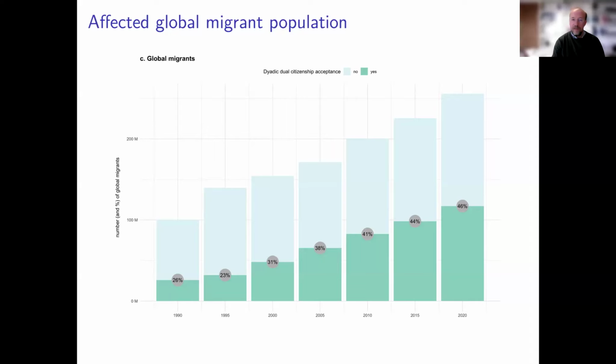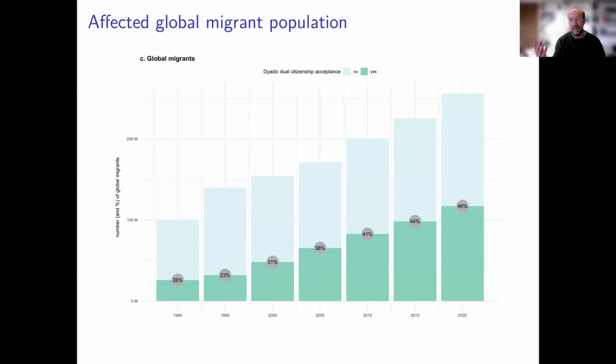Now, what we see in this plot is not only that, of course, the number of migrants globally increased, but we also see that the share of migrants that can potentially naturalize and hold on to the citizenship of the origin country increases from 26% of the migrant population to 38% in 2005 to 46%. So almost half of the migrants across all these dyads can naturalize and hold on to dual citizenship, right?